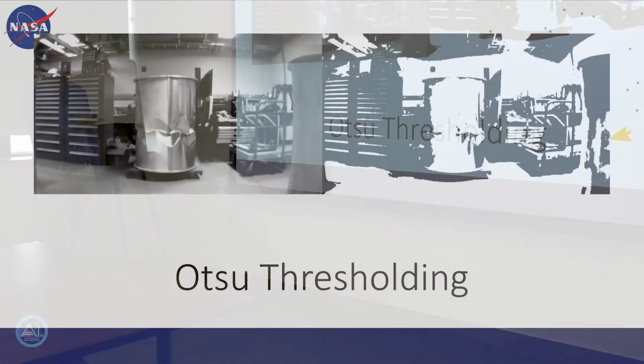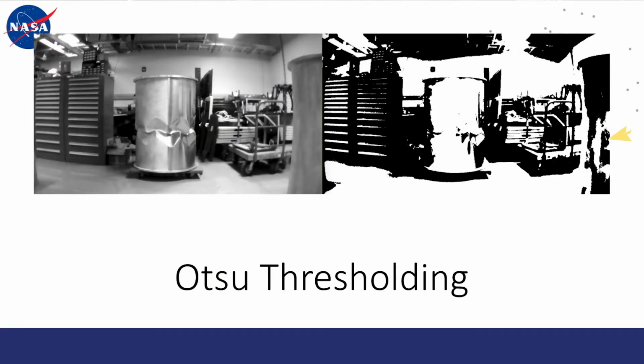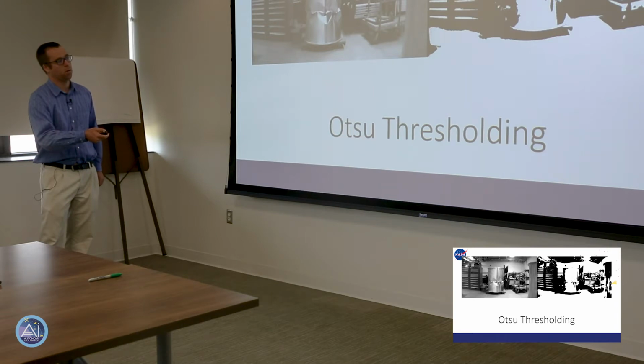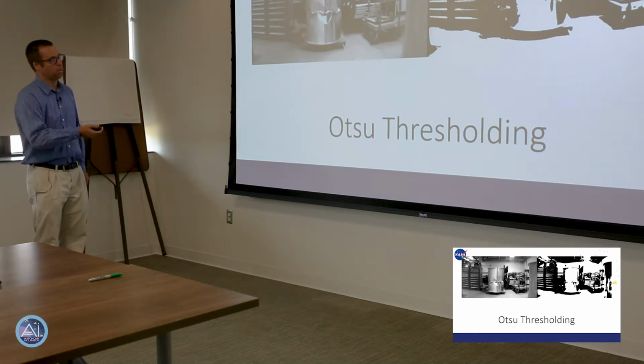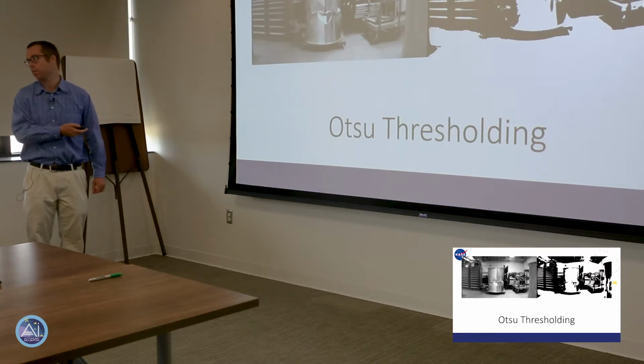So here's an example of the Otsu thresholding. You can see it gets the cylinder in white, but the problem with this technique is that it gets the background and the floor. So we didn't go with this technique, but this is the output and it's basically an adaptive thresholding on the intensity, which is why we use the grayscale image for this.